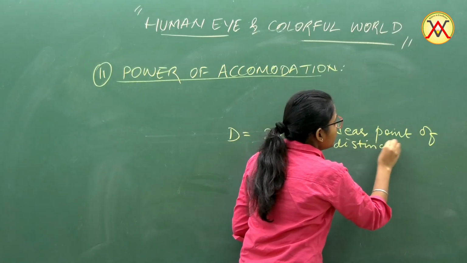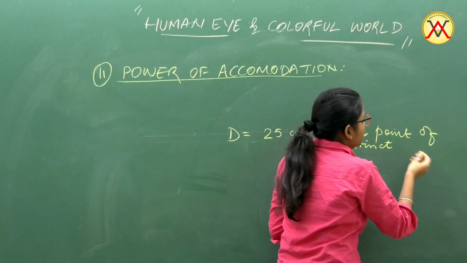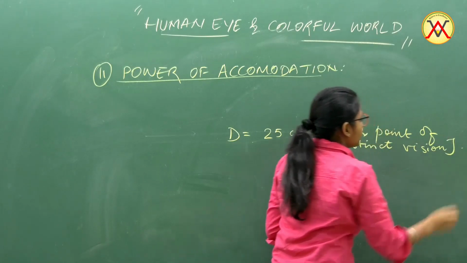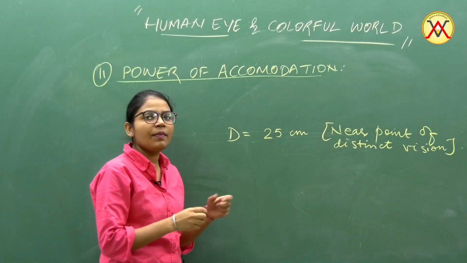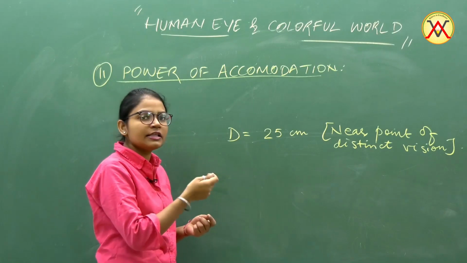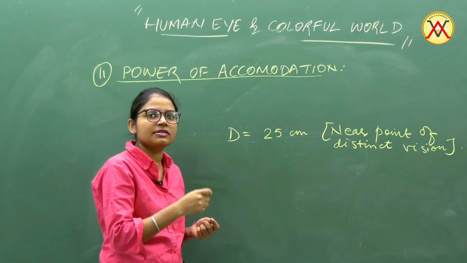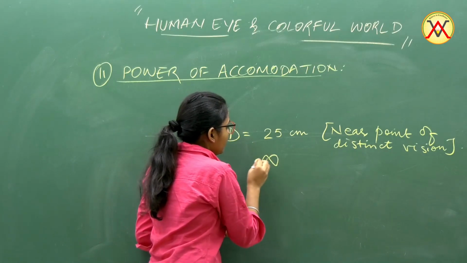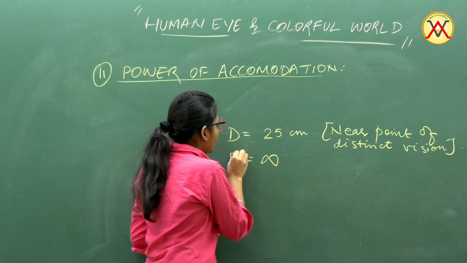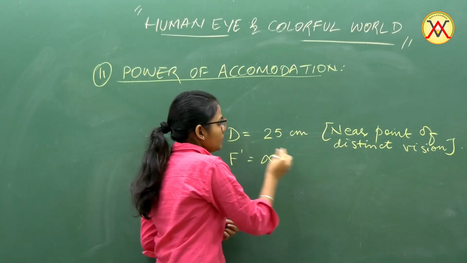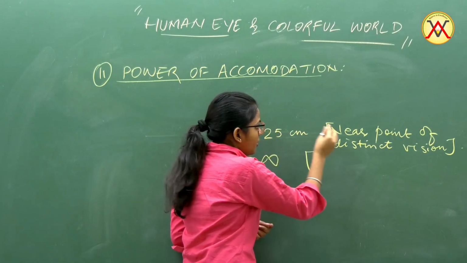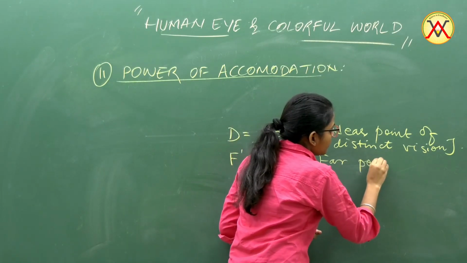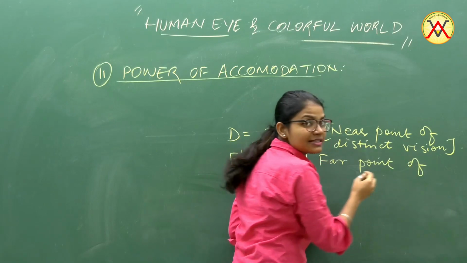Because at this point our eye focuses clearly and we get a distinct image. Now, how about the far point? The farthest point that our eyes could focus is infinity. This is our farthest point. This is known as the far point of distinct vision.